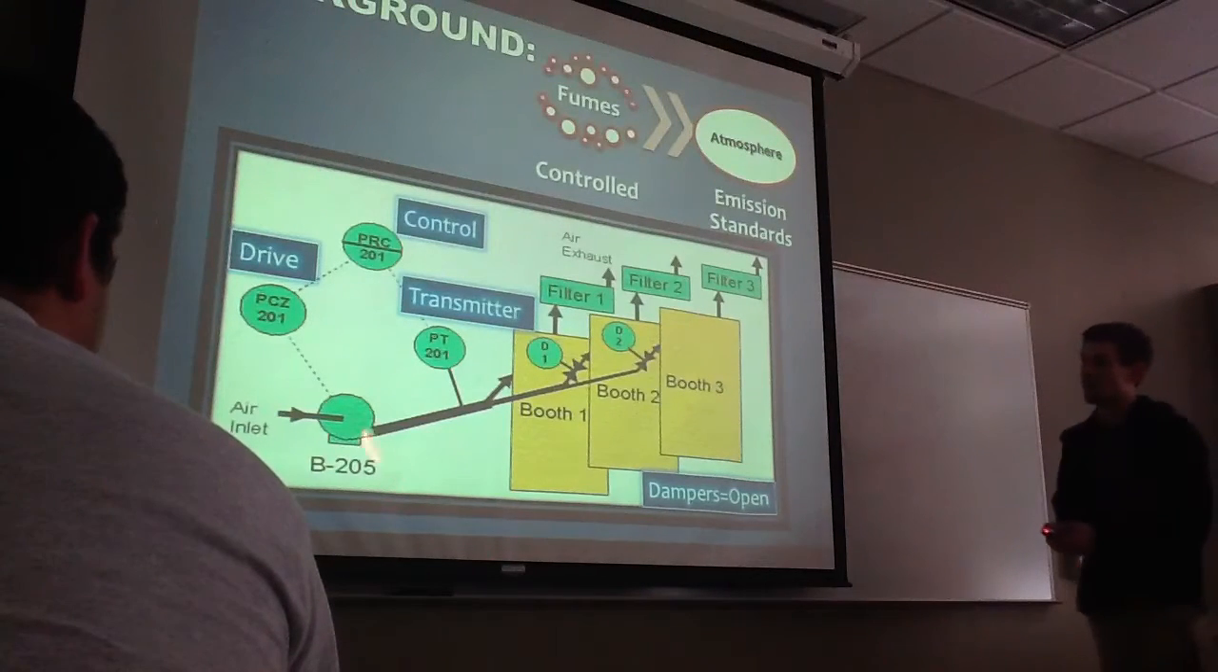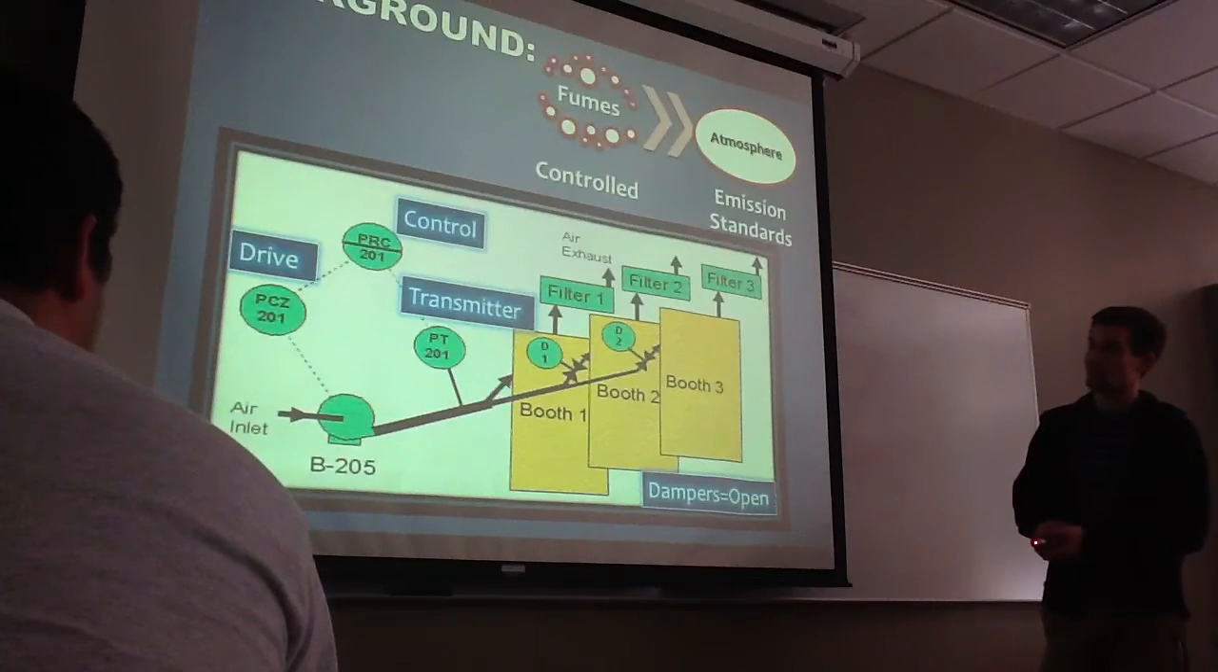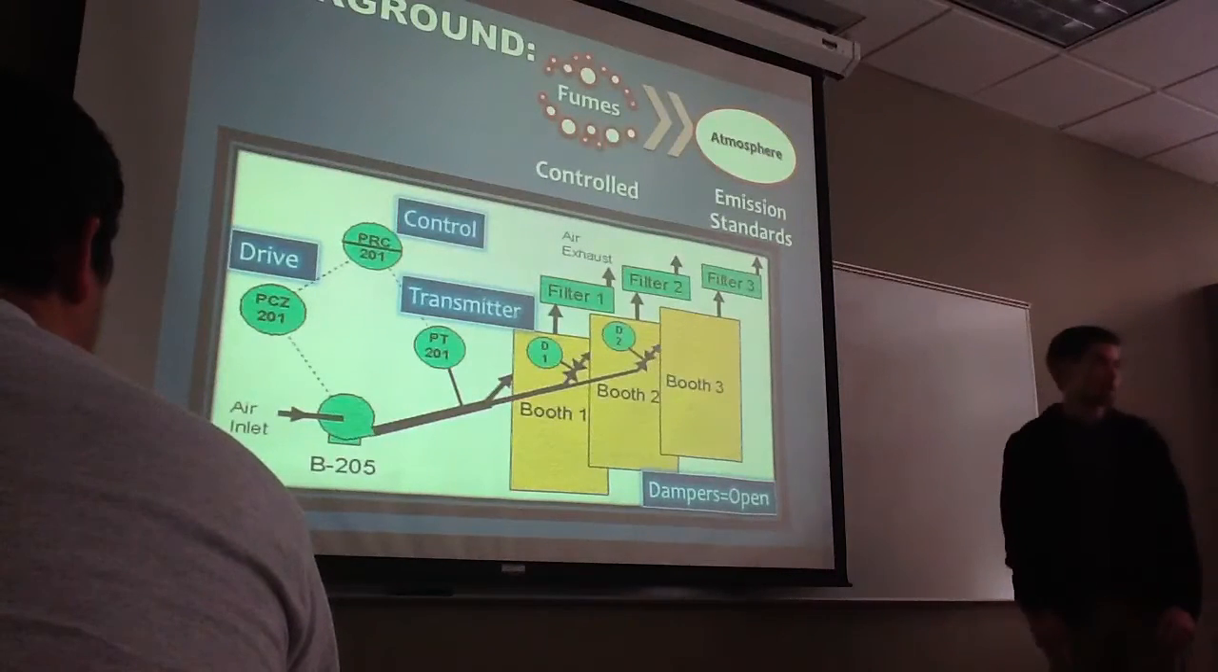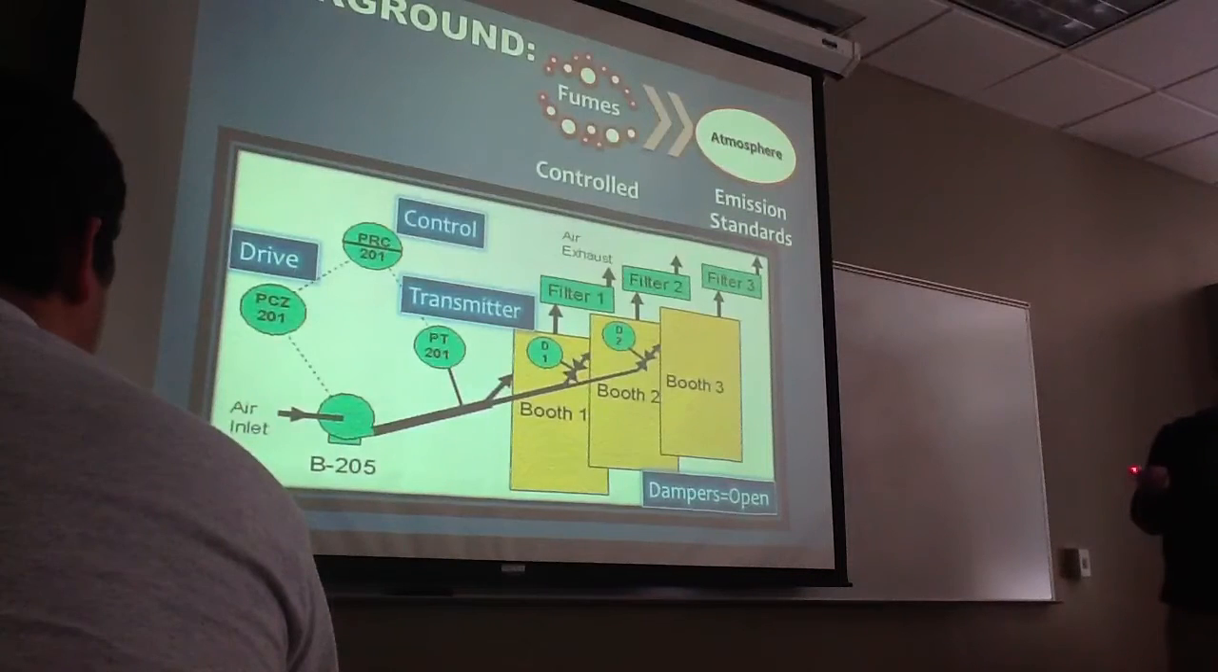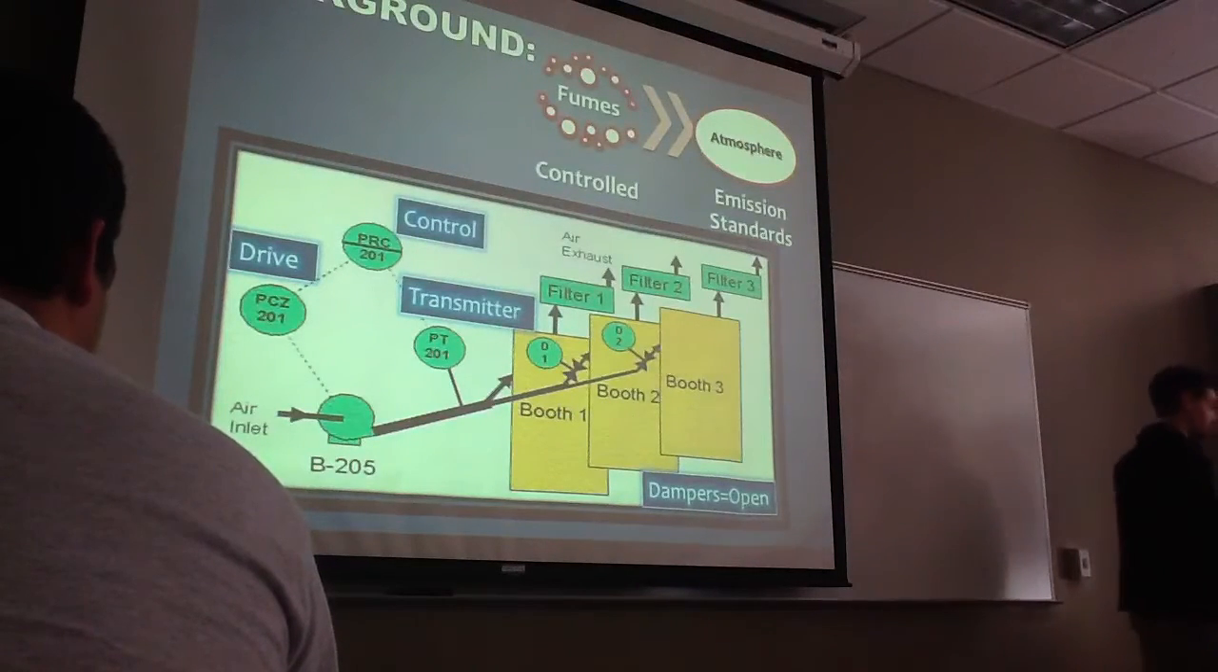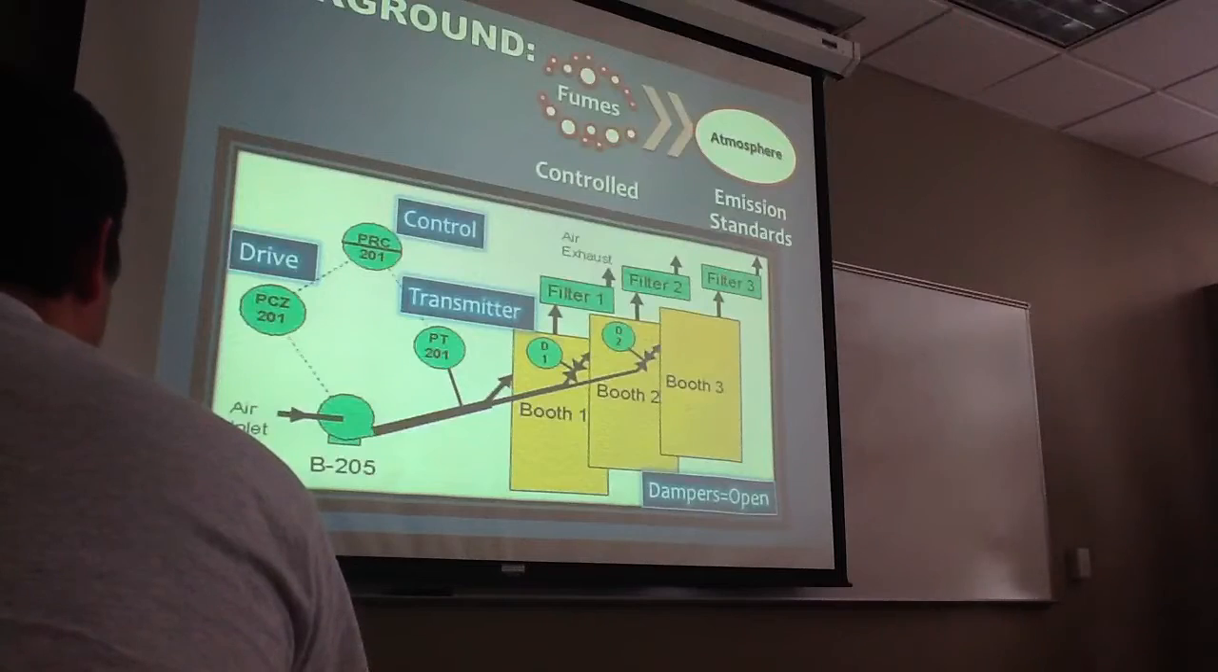It's basically run off of a feedback control system, which controls a variable speed blower. So you have the drive, the control, the transmitter, and the feedback. Our experiments were conducted with dampers 1 and 2 open, so that each spray painting booth was allowed to be pressurized.